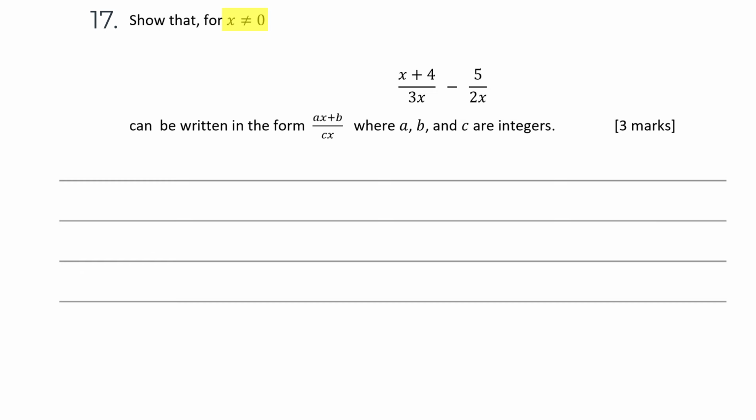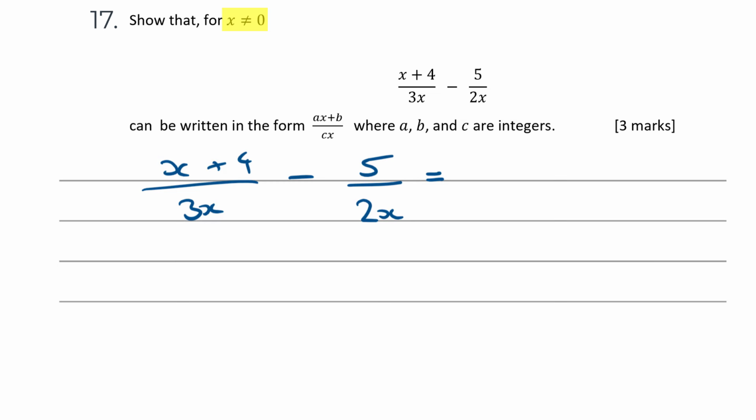So that you're not dividing through by 0. Right, so what we want to do is take these two fractions and put them over a common denominator, don't we? Now normally with fraction subtraction, that's what you do. You would take your two denominators, find a common denominator, and then scale up your numerators accordingly. And we're going to do the same thing here. So I've got x plus 4 over 3x minus 5 over 2x. And we need to find a common denominator.